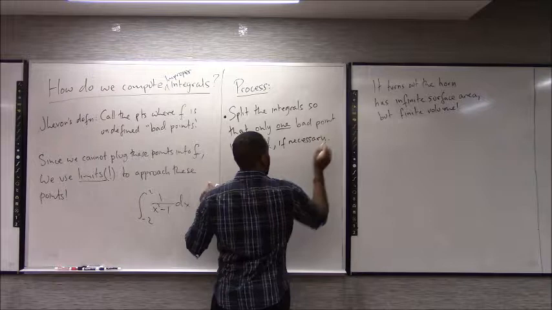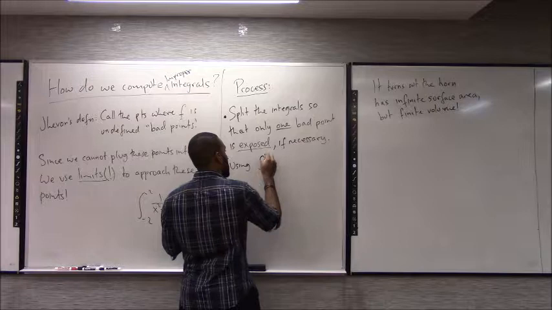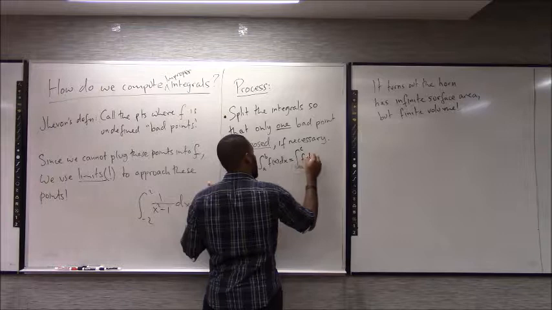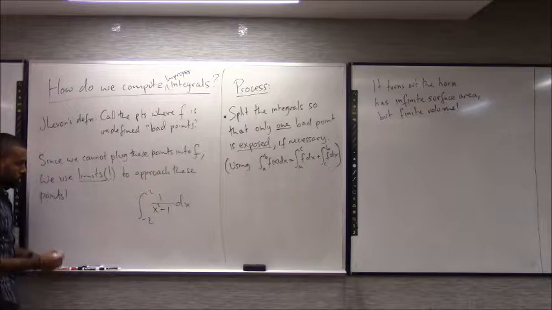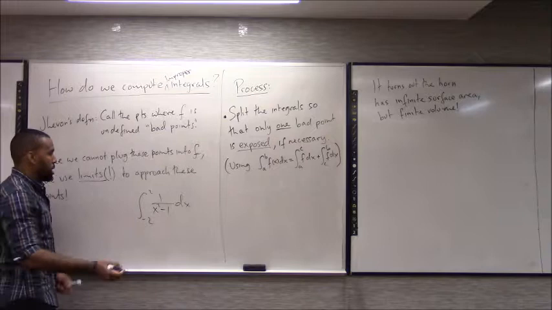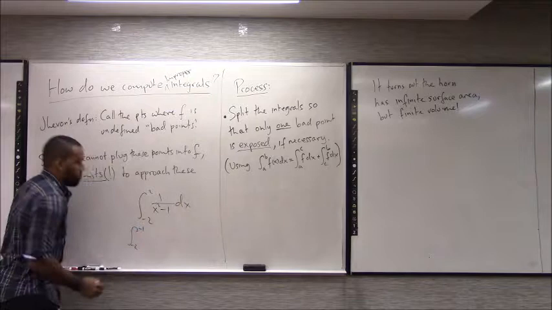And of course, here I'm talking about using the fact that if you have an integral from a to b of f of x dx, we can actually write that as the integral from a to c of f plus the integral from c to b of f. Using that idea, we can break this integral up over several intervals. We want to do this so that the bad points are exposed. So here, for example, I can break this up into minus 2 to minus 1 plus minus 1 to 2.